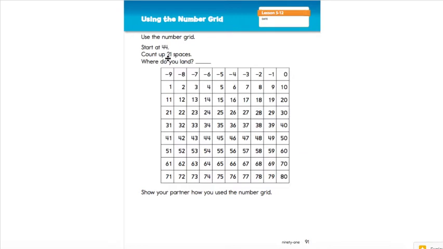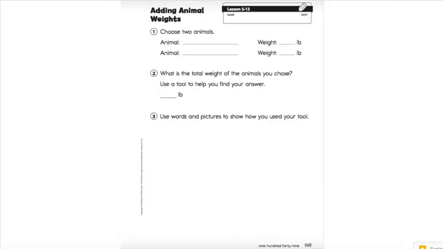And then once you've finished this sheet, you are going to take a picture of your work and insert it on the second slide of today's lesson. All right. Now let's go ahead and get working on our adding animal weights.